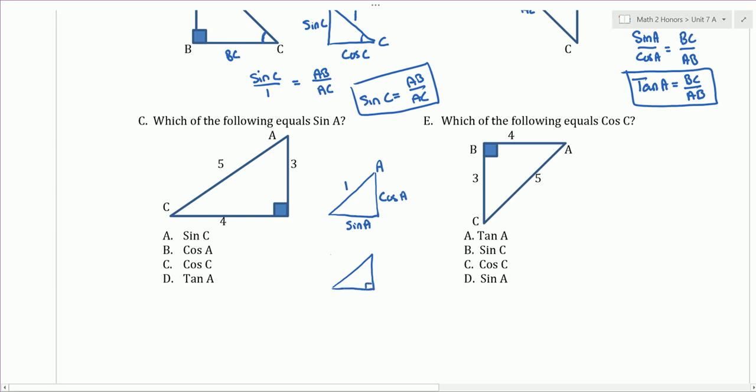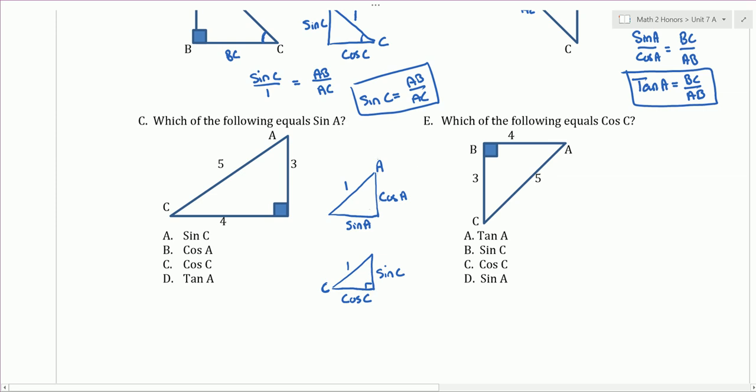This time with angle C. In reference to angle C, this would be the sine of C, the cosine of C, and angle 1. The reason I brought in the C is I'm looking at some of our answer choices, and we have C and we have A. So, which of the following equals sine A?